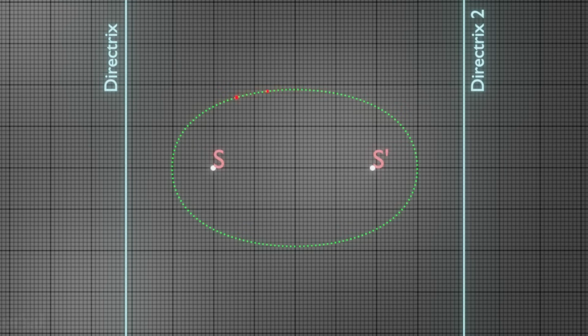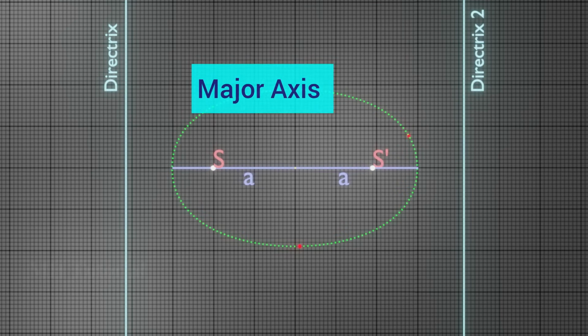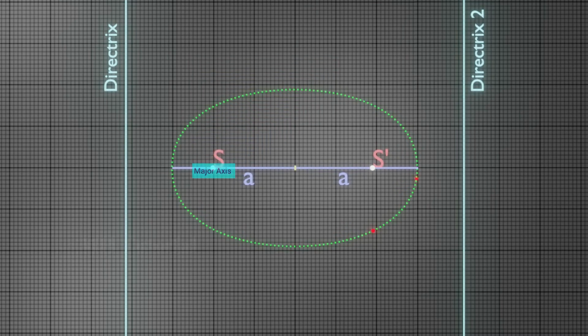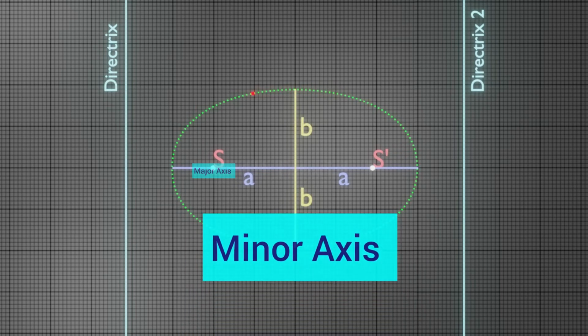A straight line segment, connecting both vertex points, is called a major axis. This is the longest diameter of an ellipse. Similarly, the shortest diameter of the ellipse is known as the minor axis.